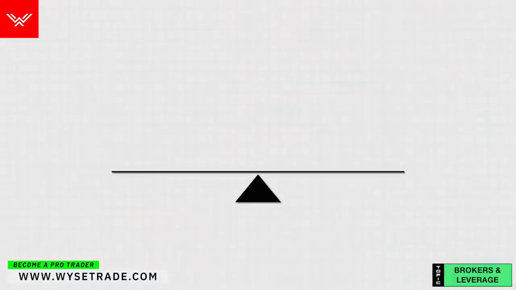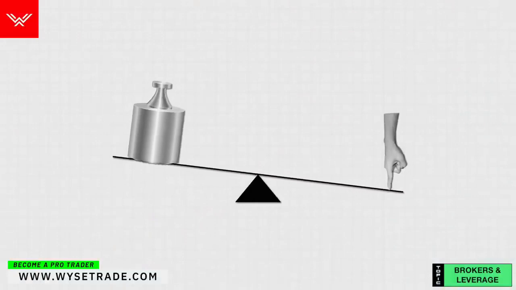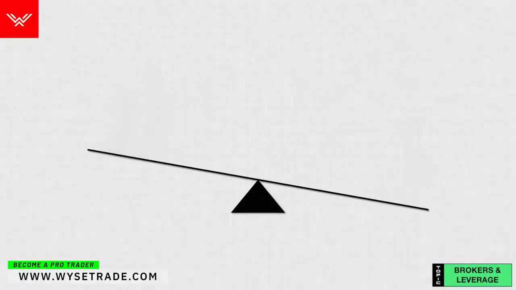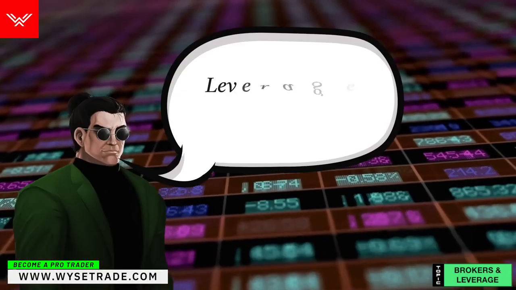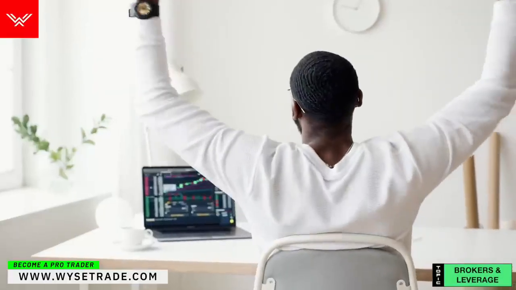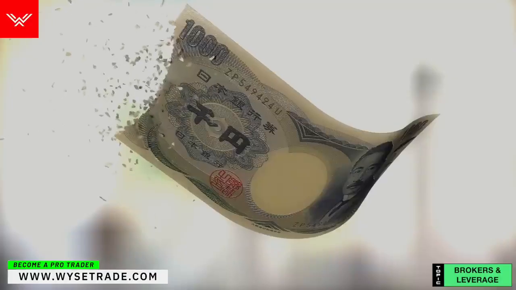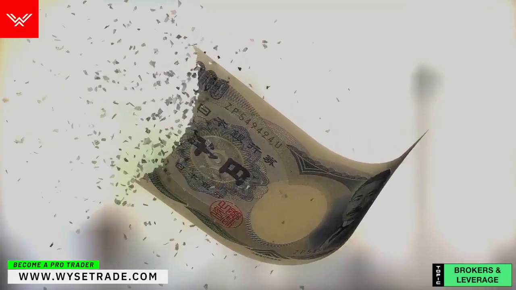Imagine leverage like using a financial lever. With a lever and minimum strength, you can lift heavy loads with less effort. Like a lever that magnifies physical strength, financial leverage magnifies your trading power. Essentially, leverage turns up the volume on trades. However, with the potential for more profit comes the potential for more loss. It's important to keep in mind that leverage can act as a double-edged sword.